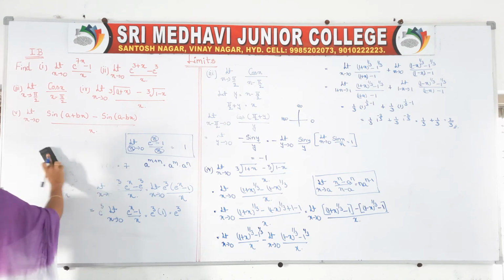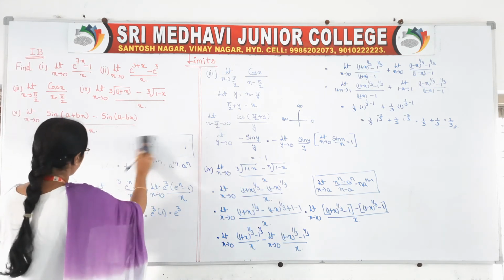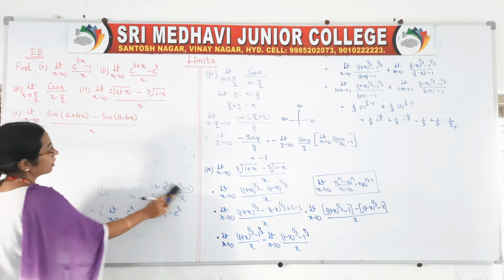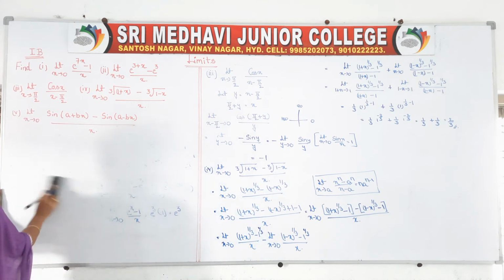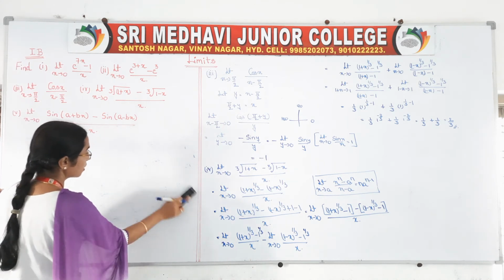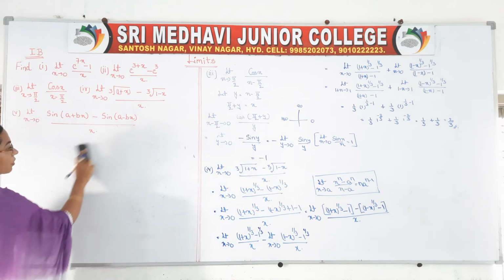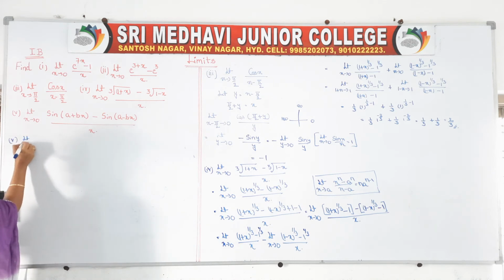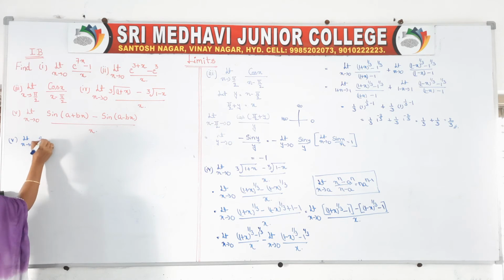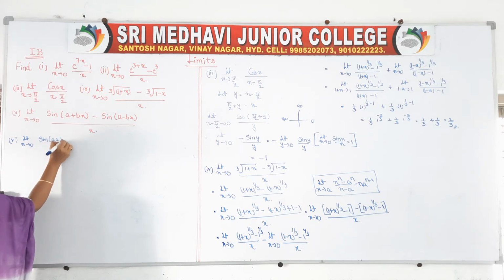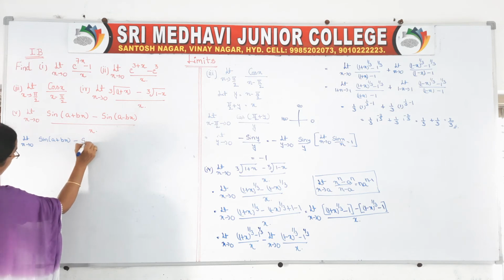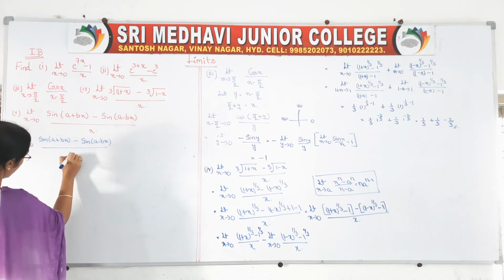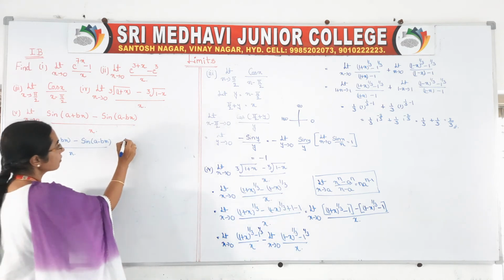Sine of a plus bx minus sine of a minus bx by x, right? We have to find the limit, x tends to 0 is given to us. Okay, so come on, how we can take that problem. So fifth one, limit x tends to 0 sine of a plus bx minus sine of a minus bx by x.